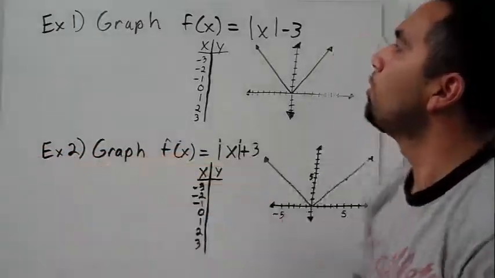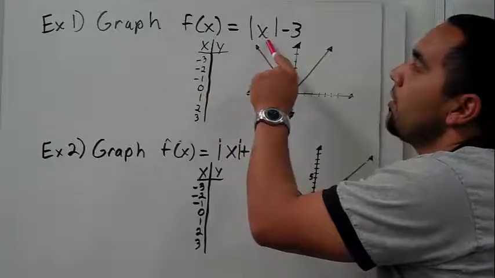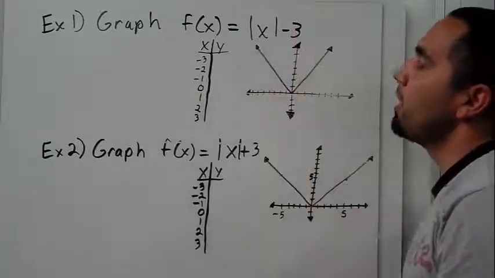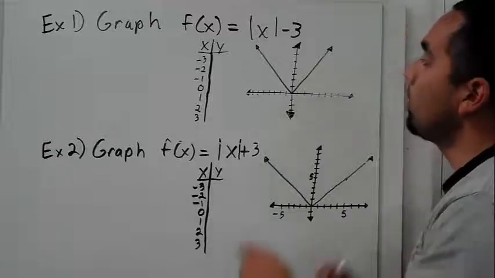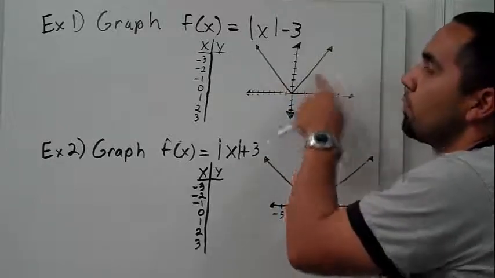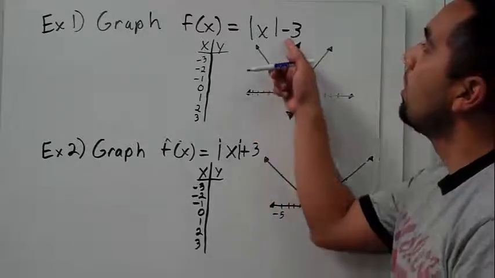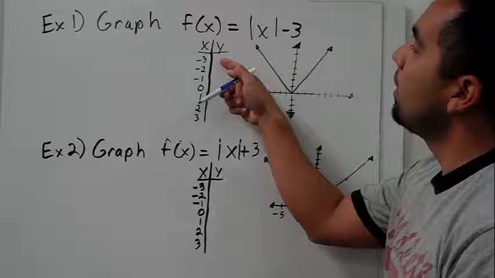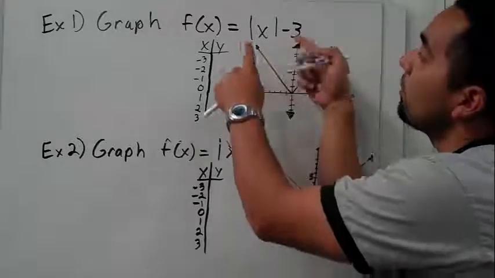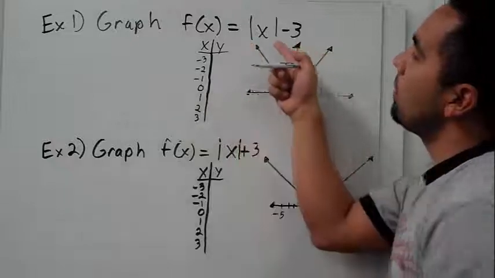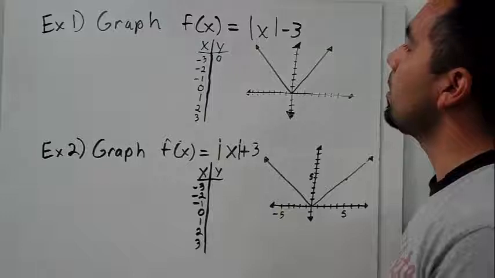Okay, so example number 1 says graph the function f of x equals the absolute value of x, minus 3 outside. Okay, so let's think about this. Again, what I did here on the graph is I drew what the parent graph should look like, so we're going to see how it changes. If I plug in -3 for x, I get a +3, right? Because the absolute value of -3 is +3. So +3 minus 3, I get a 0 there.